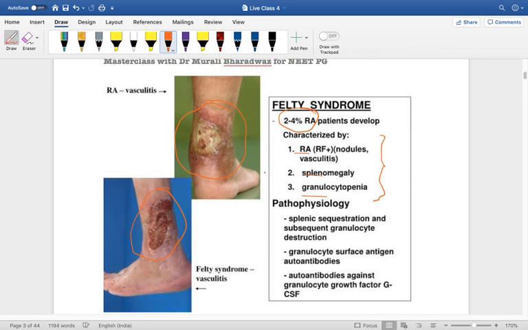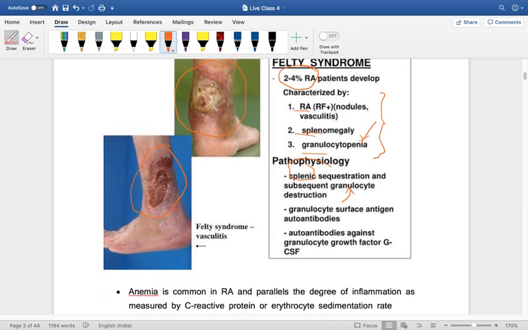Now, doctor, why do you have granulocytopenia in Felty syndrome? Typically there is splenomegaly. Because of that, there is splenic sequestration of the granulocytes, and that leads to the development of granulocytopenia. Also, there are autoantibodies against the granulocyte growth factor, that is G-CSF, which is also responsible for the granulocytopenia in case of Felty syndrome.